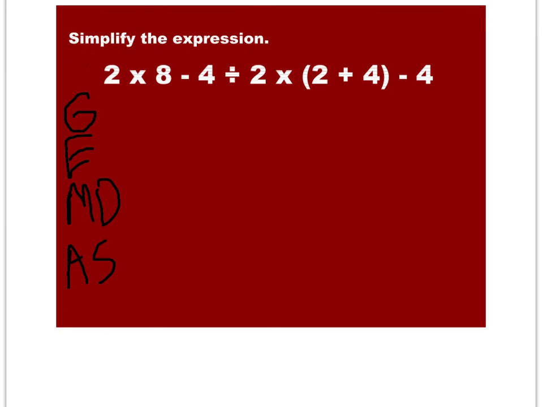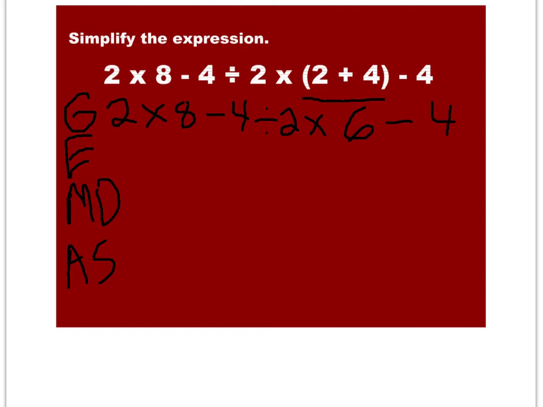Okay, we're on our third example problem, and by this time you're probably starting to get the hang of it. We're going to look for our grouping symbols first, and I look and I see 2 plus 4 in a parentheses. So what I'm going to do is copy everything down. 2 times 8 minus 4 divided by 2 times, and then 2 plus 4 is 6, and again I don't have to write the parentheses anymore now after I simplified it, and I'll bring down the minus 4.